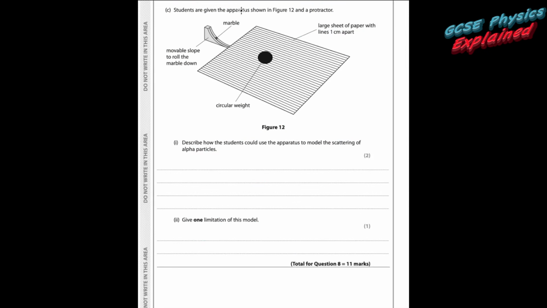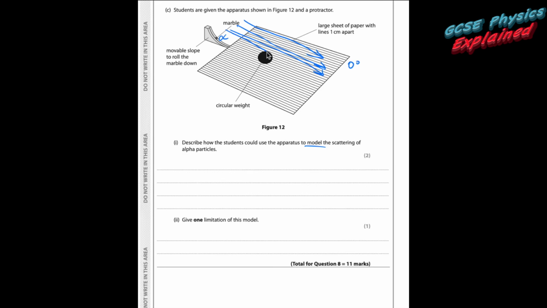Question C. Students are given the apparatus shown in figure 12 and a protractor. Part 1. Describe how the students could use the apparatus to model the scattering of alpha particles. Right, well, it's as I've said. If this marble acts like the alpha particle and this circular weight is acting like the nucleus, then if you move this slope up to here and fire it down, that's going to be a deflection of 0 degrees.